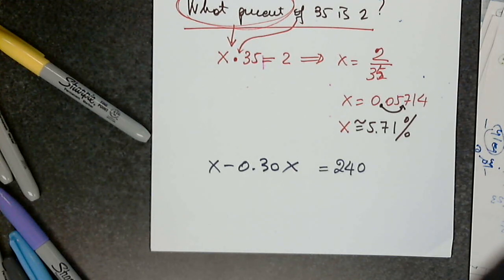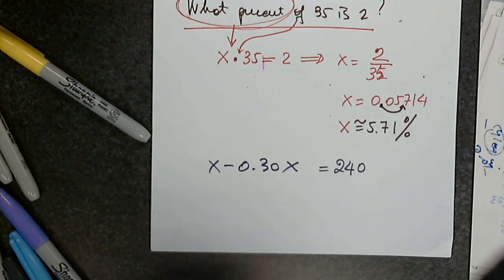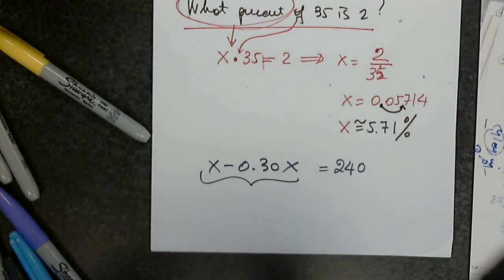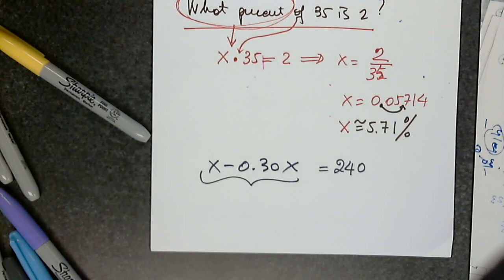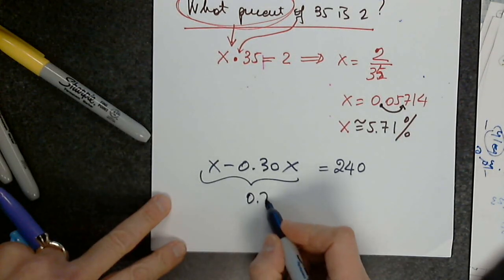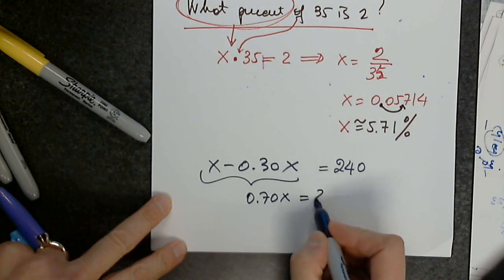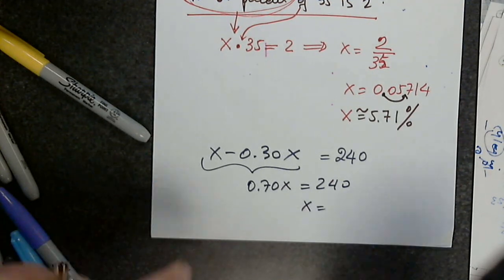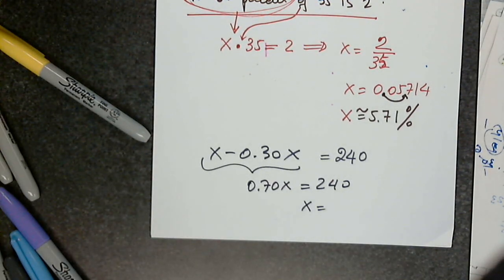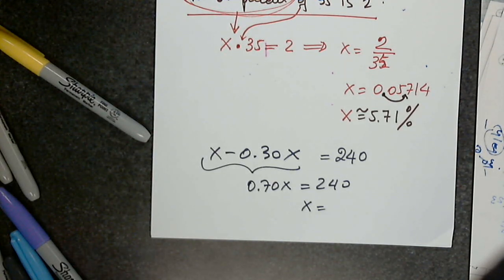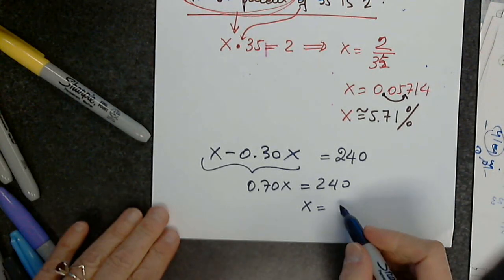to get to 240. So now, let's combine like terms on the left-hand side. What will you say? 0.7x. Exactly, 1 minus 0.3. Very good. 0.7x equals 240. So now how do I get x? Divide 240 by 0.7. Exactly. So I take my calculator and I have 240 divided by 0.7 and I get 342.86.